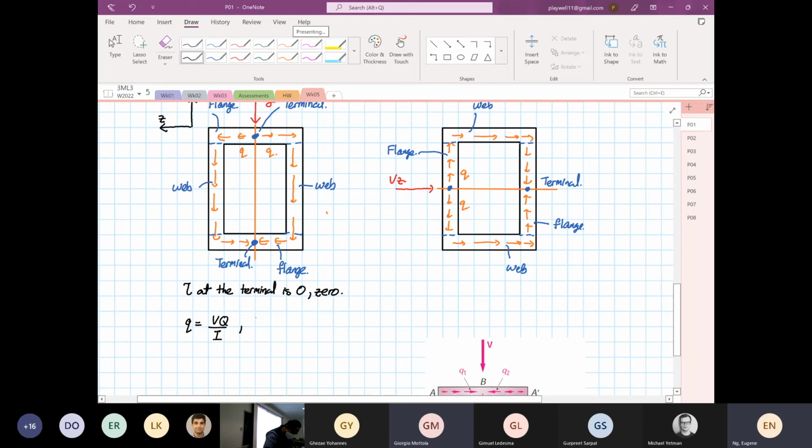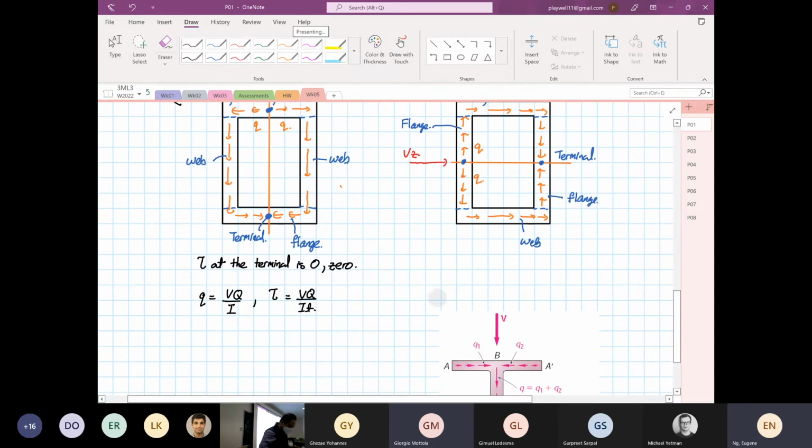Same thing, your shear stress is equal to VQ over IT. Okay. Anyone have any questions so far? Are you okay with when we label it as a flange, when we label it as a web? Yes? Now, let's look at another section. Okay, let's look at a wide flange.